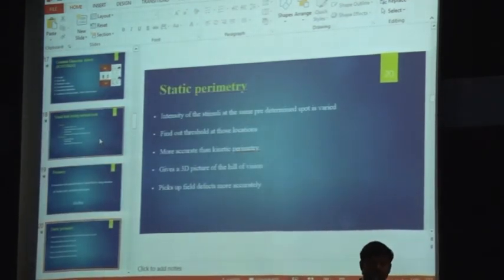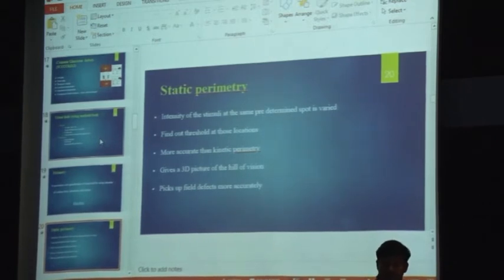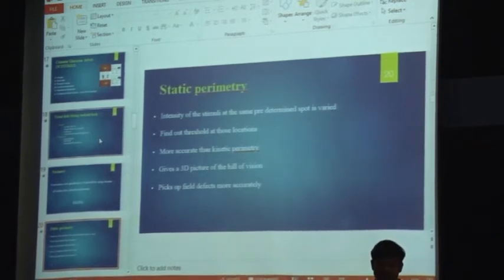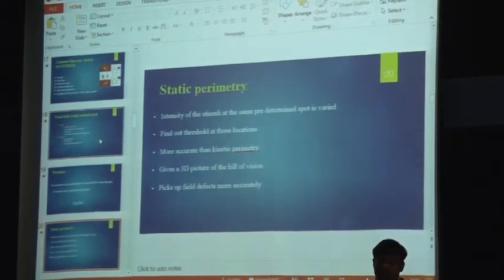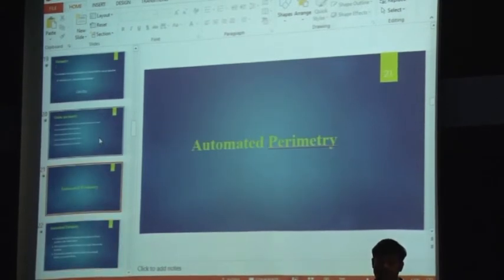In static perimetry, the intensity of the stimulus at the same predetermined spot is varied. It finds the threshold at those locations more accurately than kinetic perimetry. It gives a three-dimensional picture of the field of vision and shows field defects more accurately.